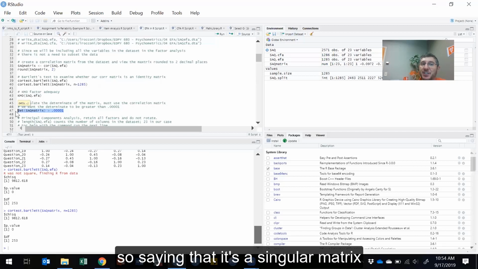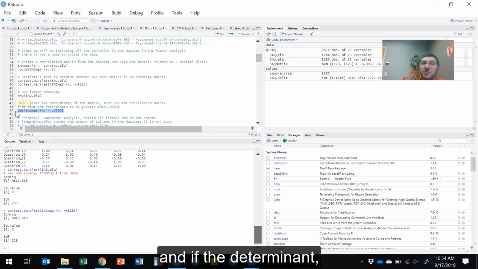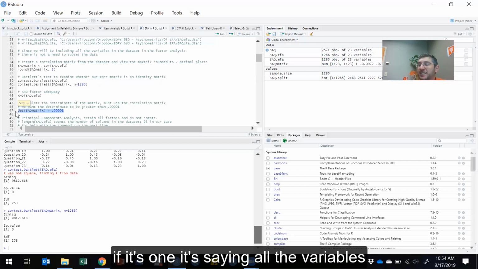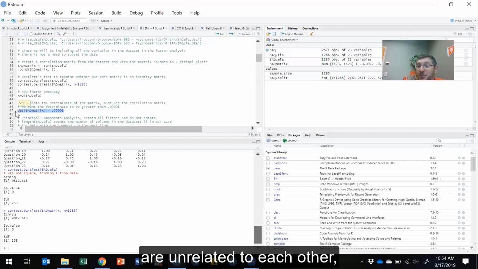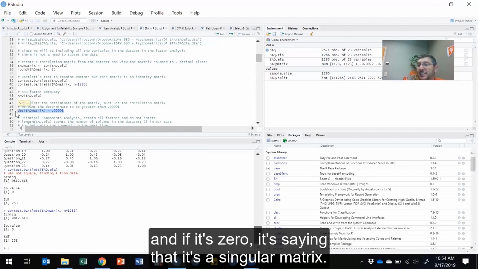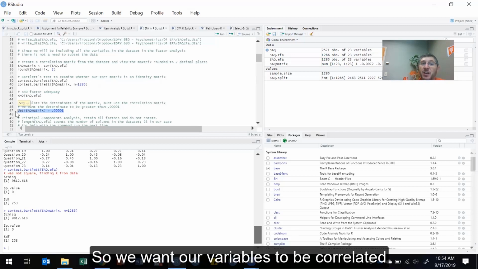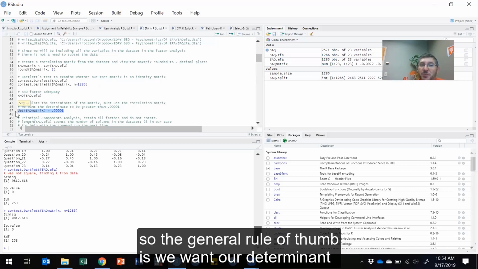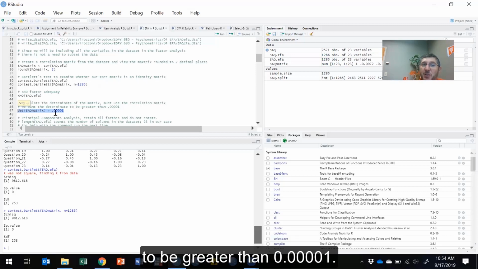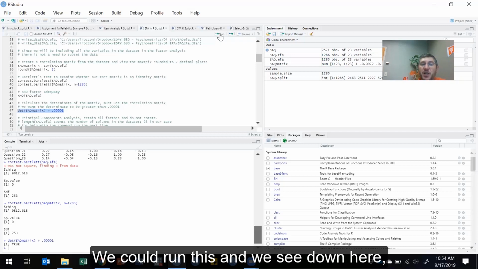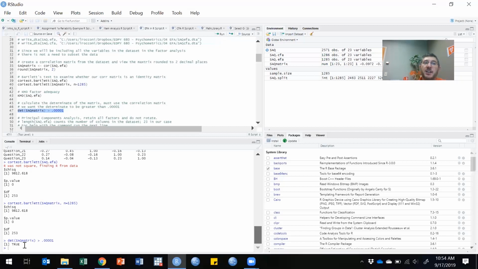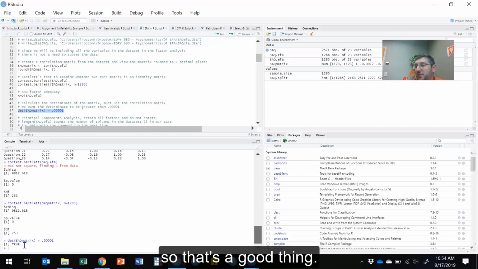So we say that it's a singular matrix. The determinant ranges between 1 and 0. If it's 1, it's saying all the variables are unrelated to each other. And if it's 0, it's saying that it's a singular matrix. So we want our variables to be correlated, but not too highly correlated. The general rule of thumb is we want our determinant to be greater than 0.00001. We could run this, and we see down here that that's true. So that's a good thing.